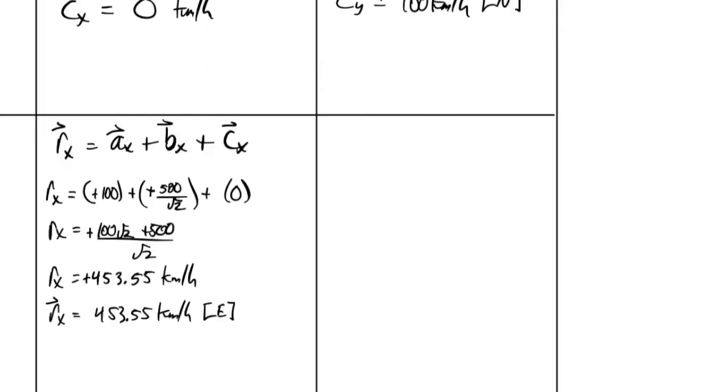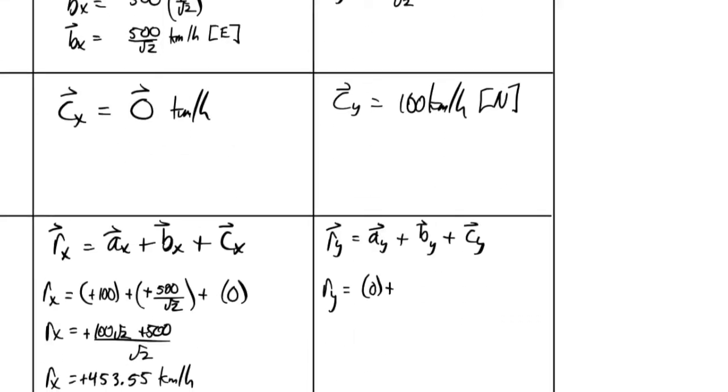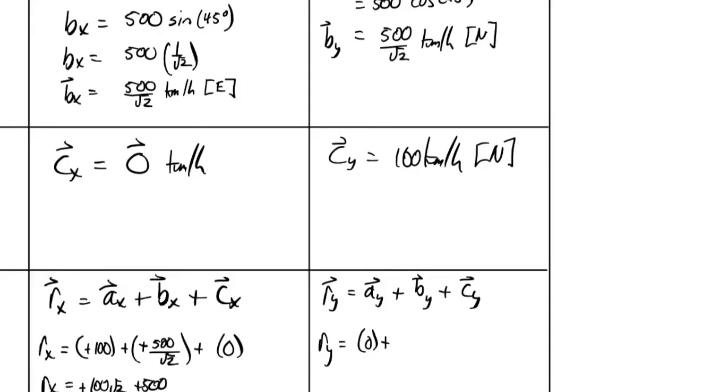Now solving the y component. Same equation, just the subscripts change to y. Dropping the vector notation, our Ay is equal to 0. Our By is going to be positive because it is going north, 500 over root 2.